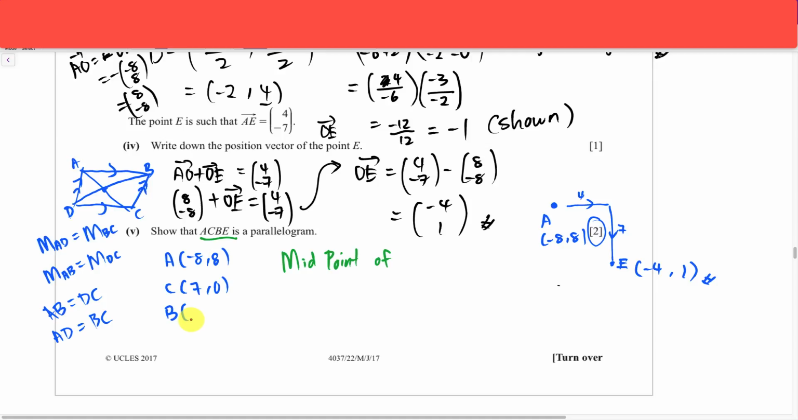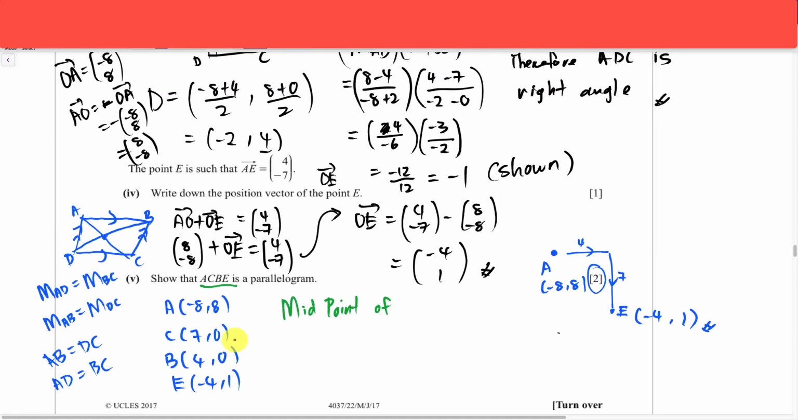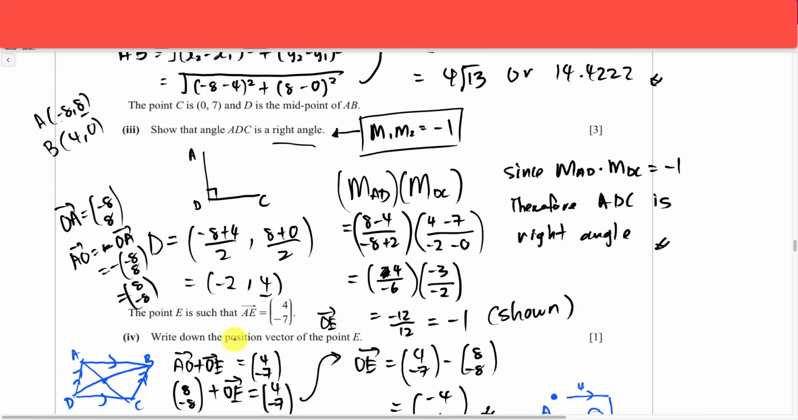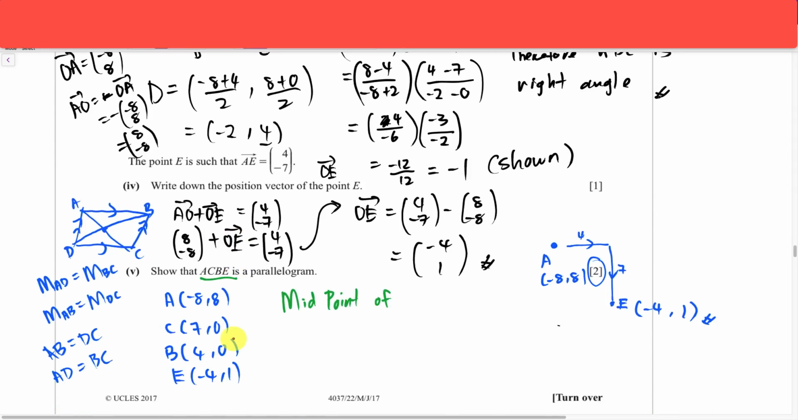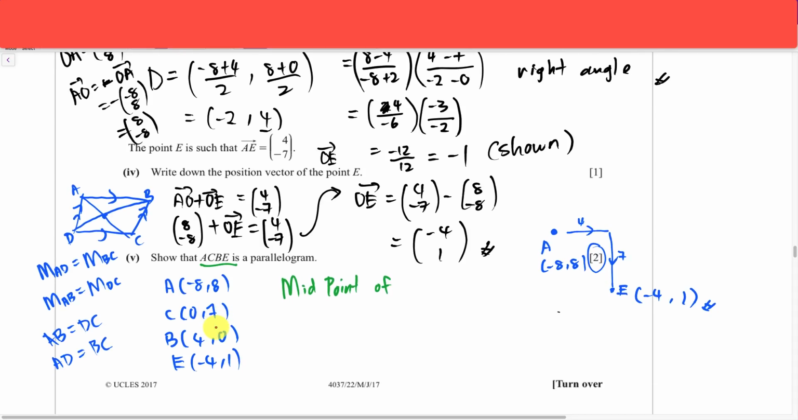4, 0, and E is the coordinate we just found, which is negative 4, 1. Okay, because we have to use whatever the question gives us, so I just double confirm my coordinates. Yeah, and I realized C is wrong again. Yeah, this is something good when you always double confirm. This is 0, 7. Alright, so now I can do the midpoint things.